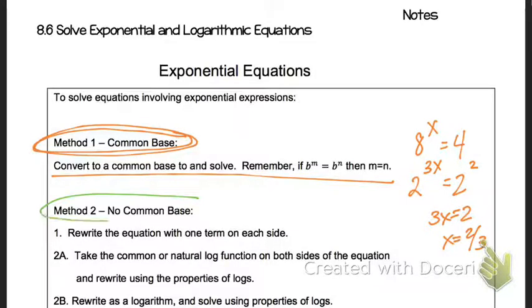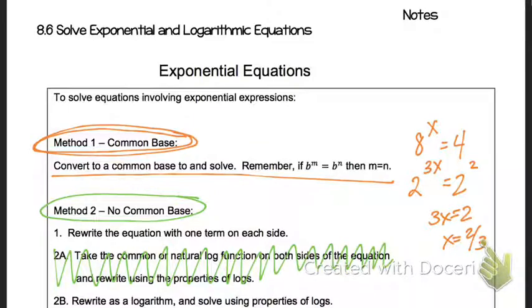So when you don't have a common base, we are only going to do method 2b. So mark out 2a. I think that's the method that Roman's tutor tried to teach him.